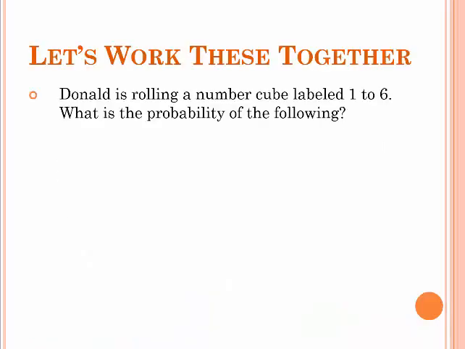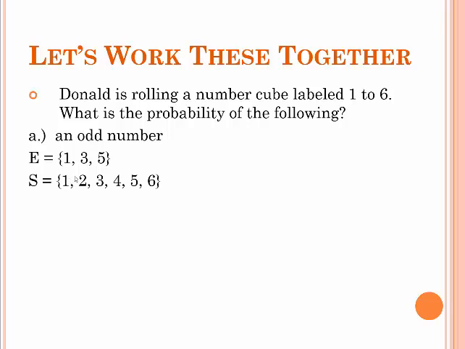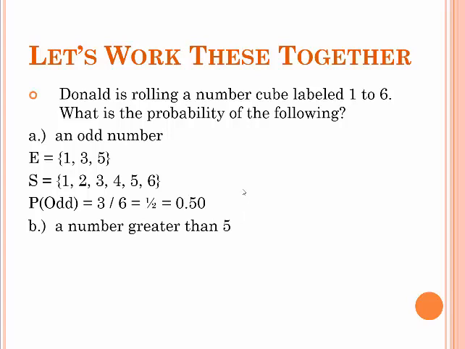All right, let's do this one. Donald is rolling a number cube labeled 1 to 6, so rolling a 6-sided die. What is the probability that he rolls an odd number? The ways you can roll an odd number on a 6-sided die are a 1, a 3, or a 5. The sample space is the numbers 1, 2, 3, 4, 5, and 6. So the probability that Donald rolls an odd number is 3 odd numbers divided by the 6 total outcomes. That's just 0.50.